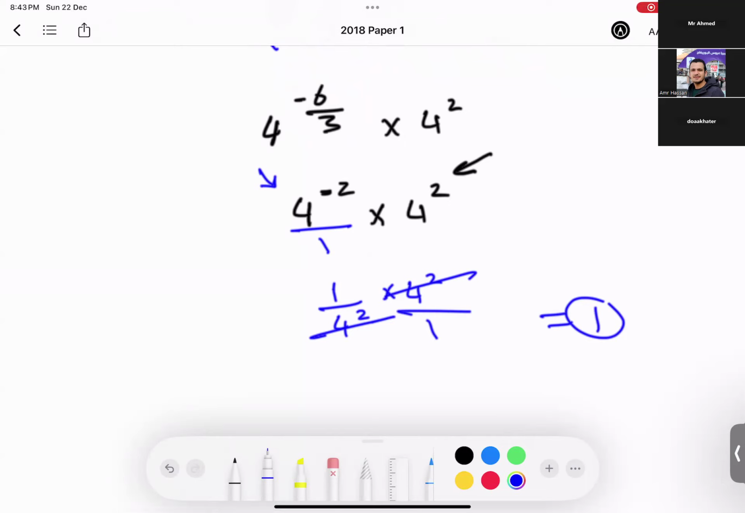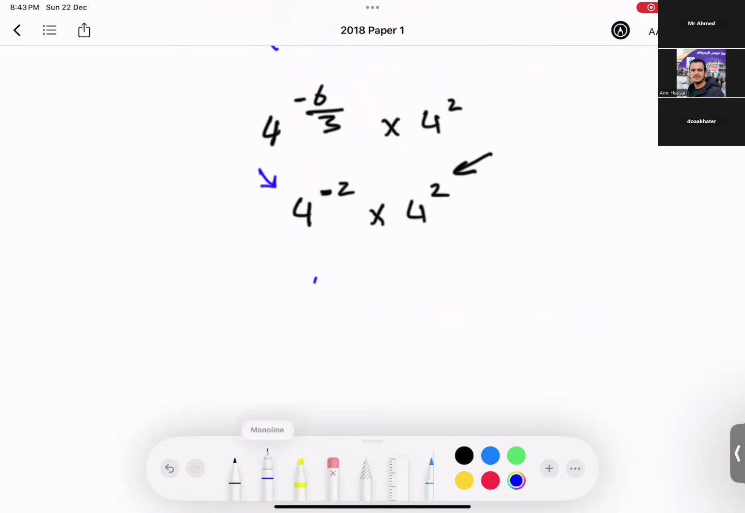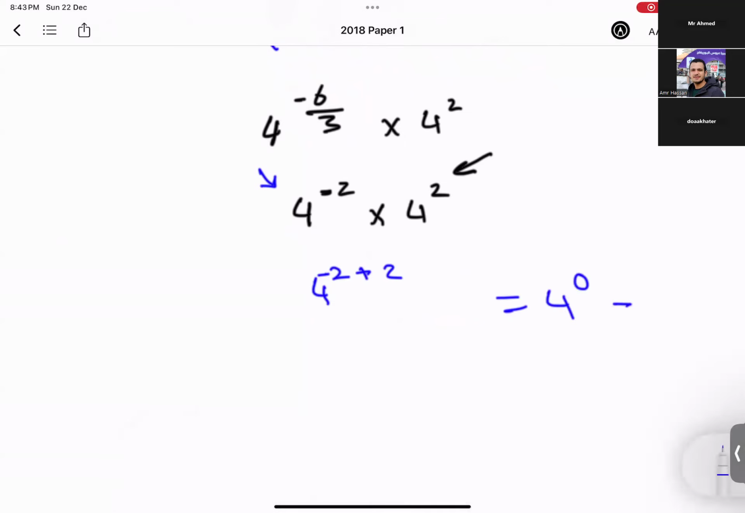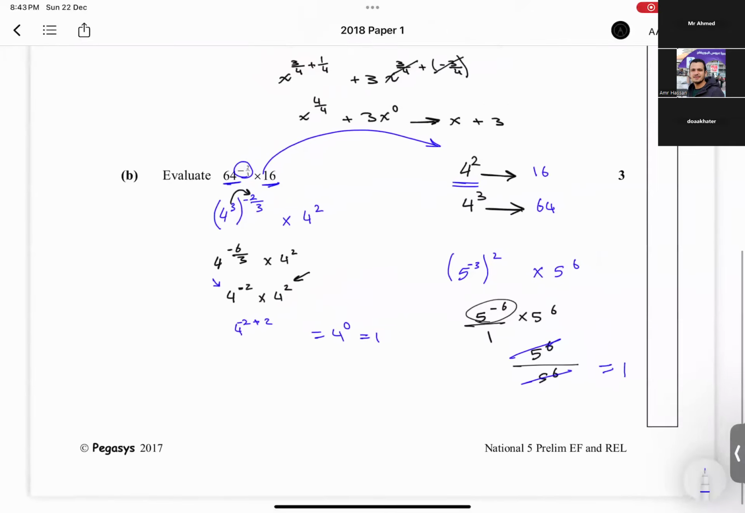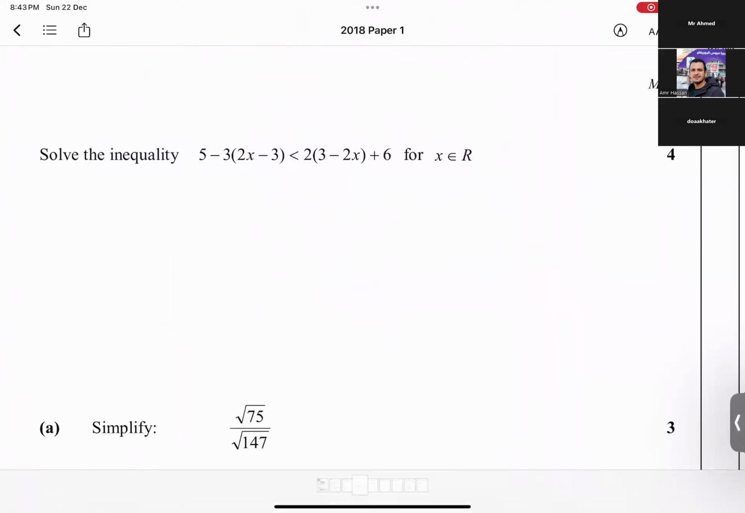Or, instead of doing all the steps, you could add them together: -2 plus 2. This one looks like 4 to the power of 0, which is supposed to be 1. Is it clear for you? In all cases, they are the same.